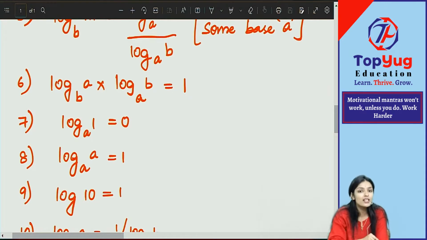Okay. Now log a to the base b into log b to the base a. Can you see the reciprocity over here? When you multiply, it will be 1. You remember 1 by p into p? P cancels, 1. The same thing over here.